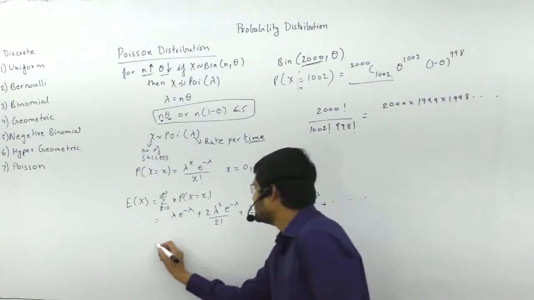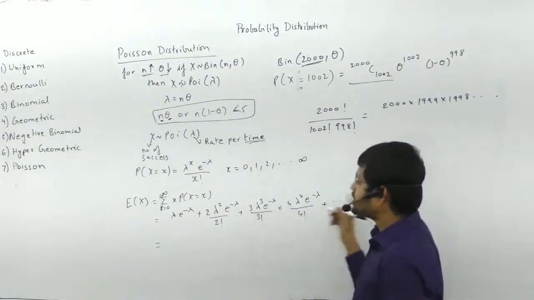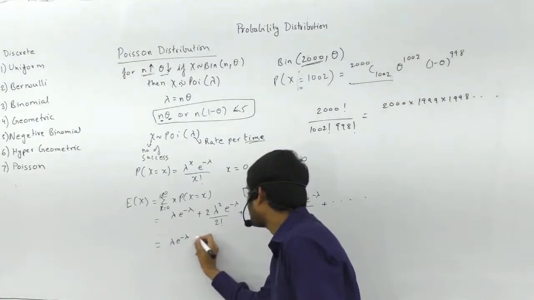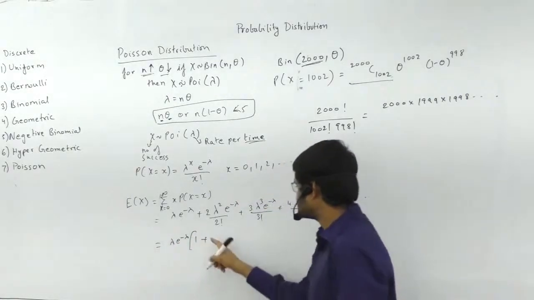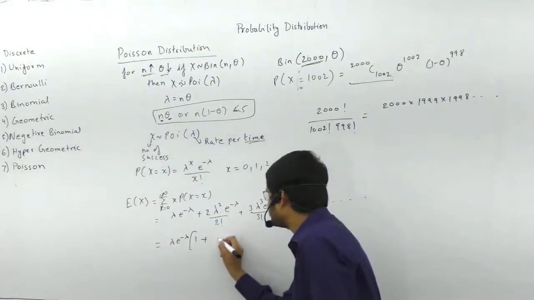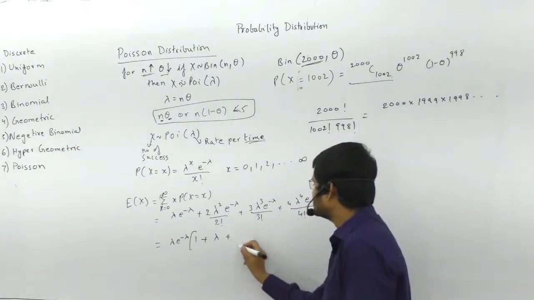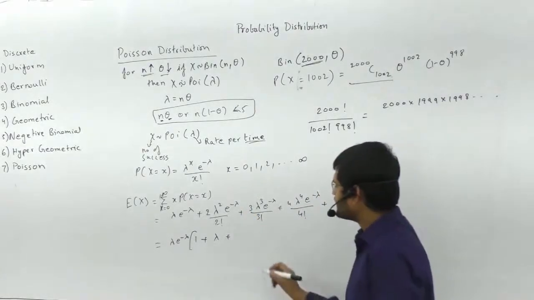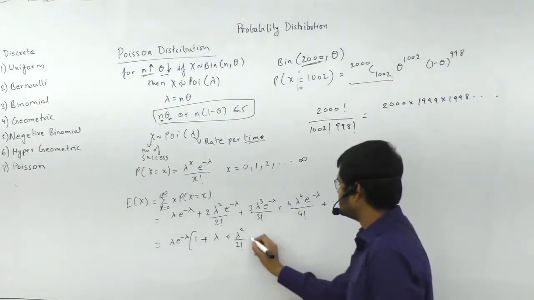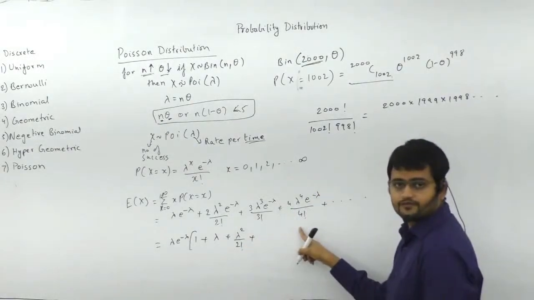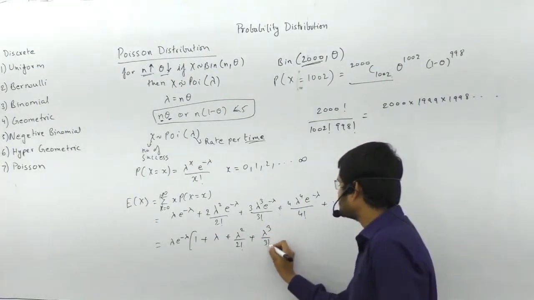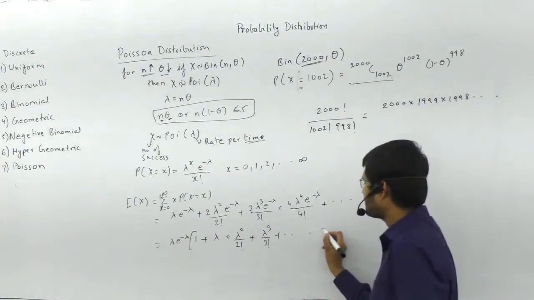Now, I can take lambda e raised to minus lambda common from all of these. I am left with 1 plus. Now, if I remove 2 from 2 factorial, I am left with lambda. Then here, if I remove 3 from 3 factorial, I am left with lambda square by 2 factorial. Now, here, if I remove 4 from 4 factorial, I am left with lambda cube by 3 factorial and so on.